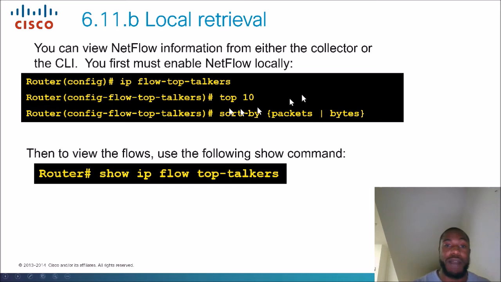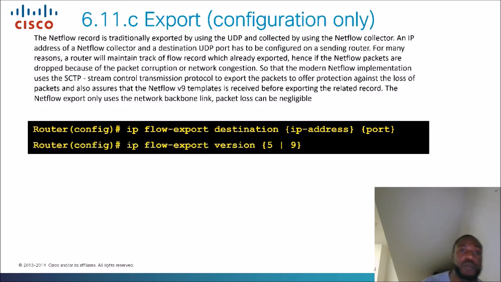You can ask for the top 10 top talkers. That's basically who are the top 10 people using up my bandwidth. You can change that up. You can do top 5, or whatever. And then you can sort by, these are optional. This is optional right here. And then you can view the flows with show IP flow top talkers. And then there are other commands as well. We'll go over the show commands in Boston NetSim as well.